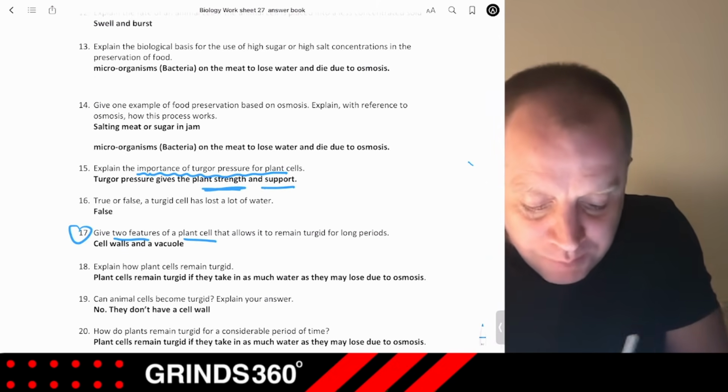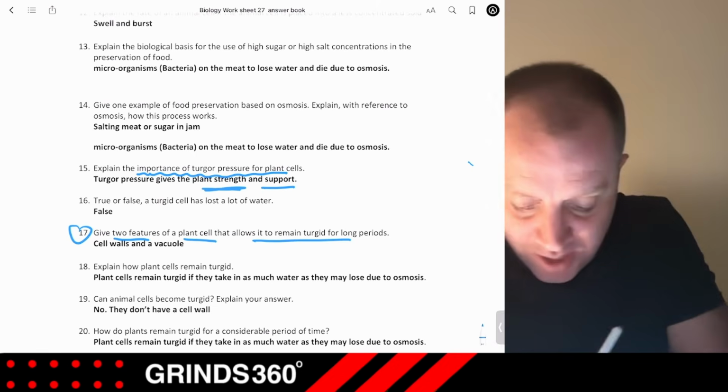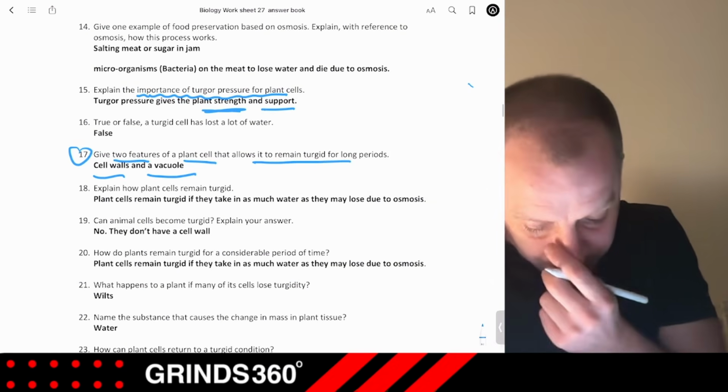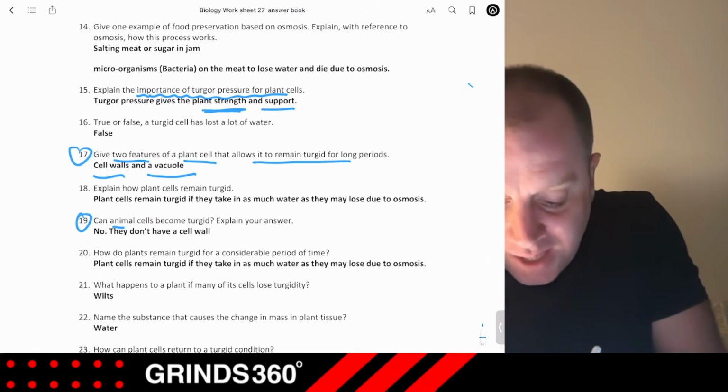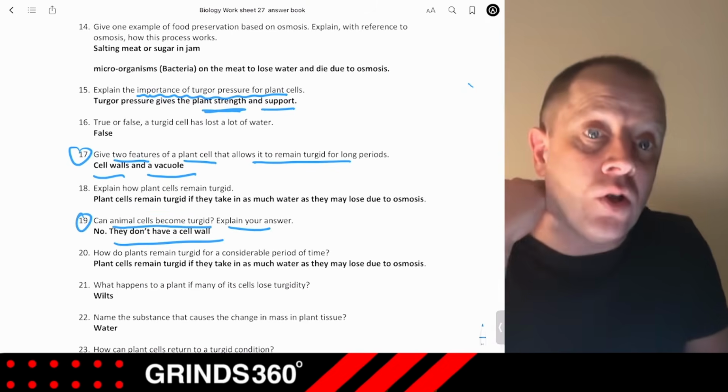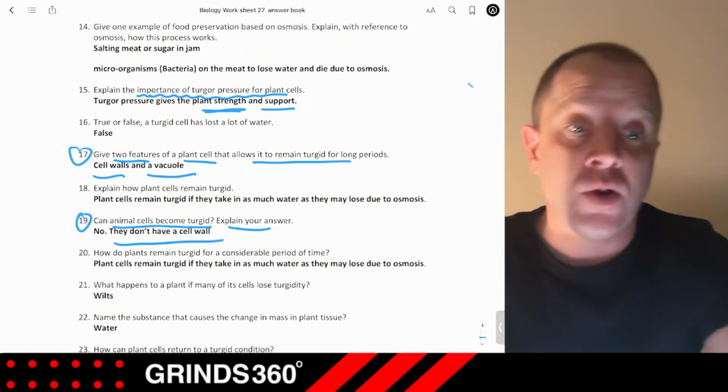Give 2 features of a plant cell that allows it to remain turgid. It's got a cell wall and a vacuole. Now, if you then look at this here, question 19. Can animal cells become turgid? No. Why? Because they don't have a cell wall. They would burst because they don't have a cell wall.